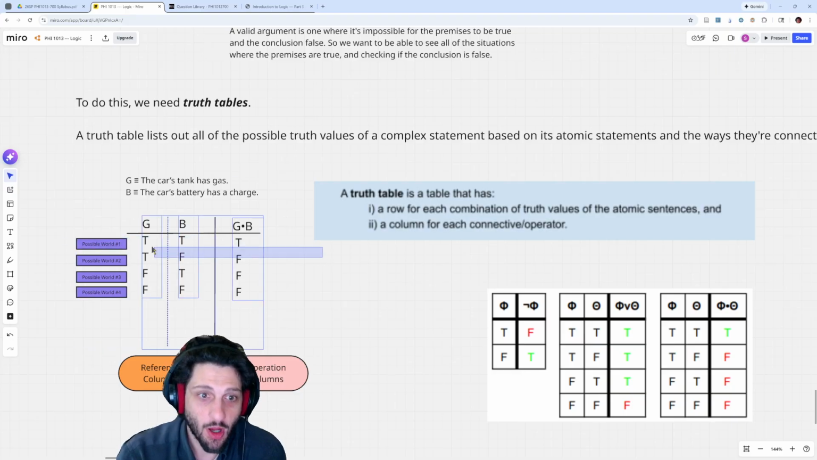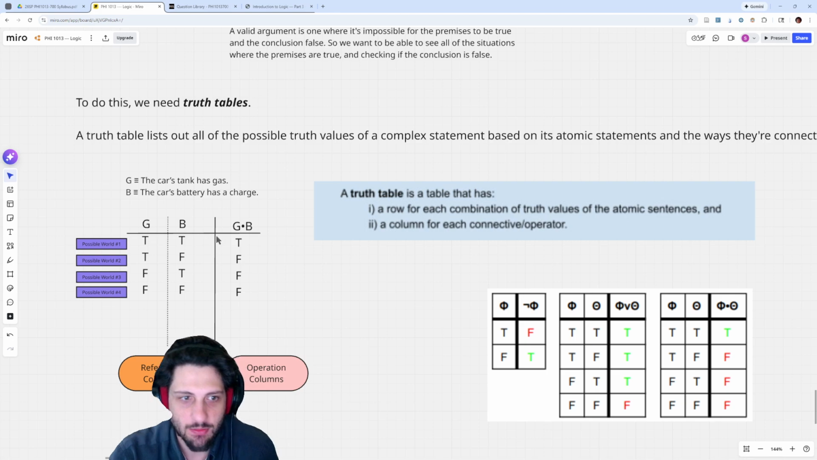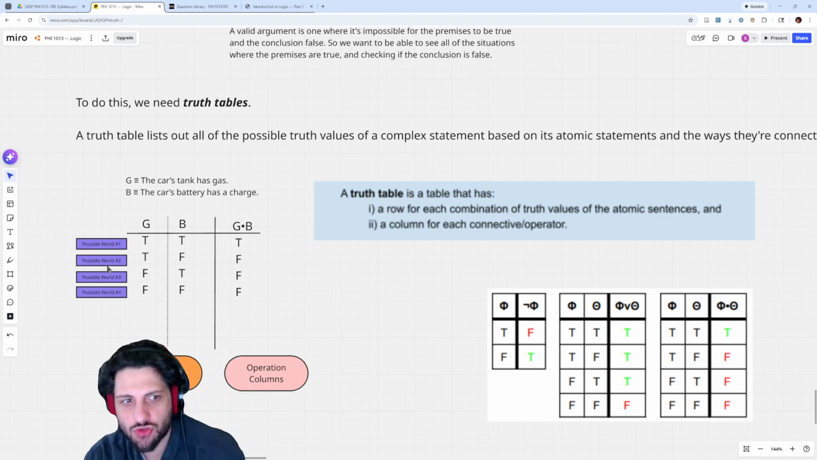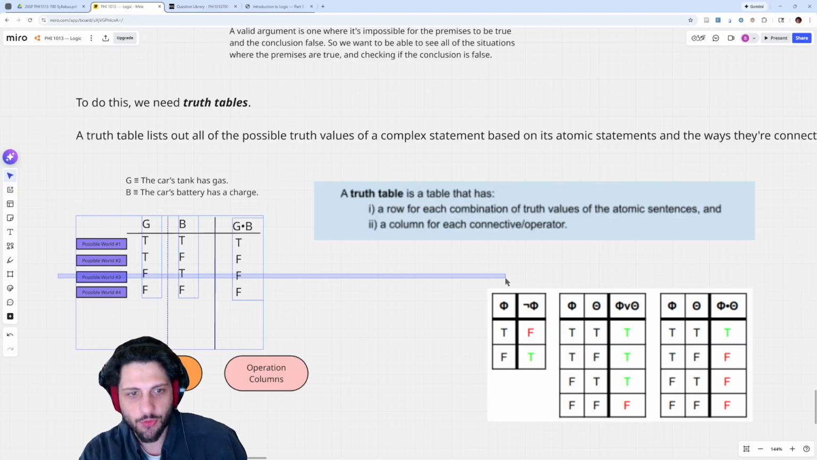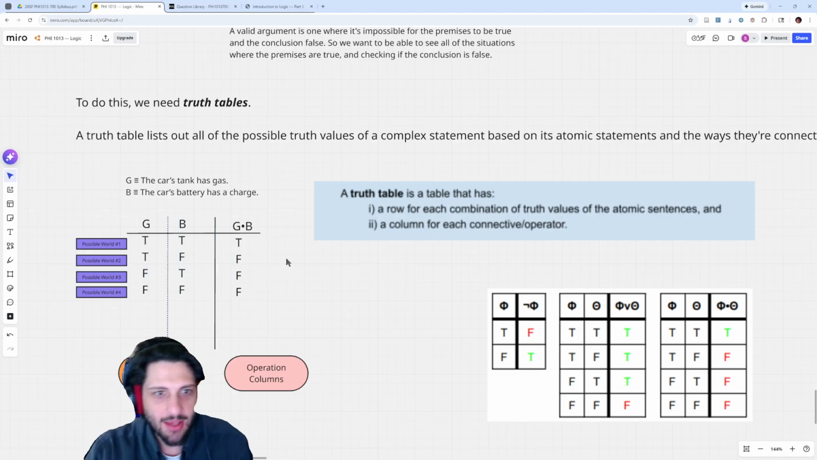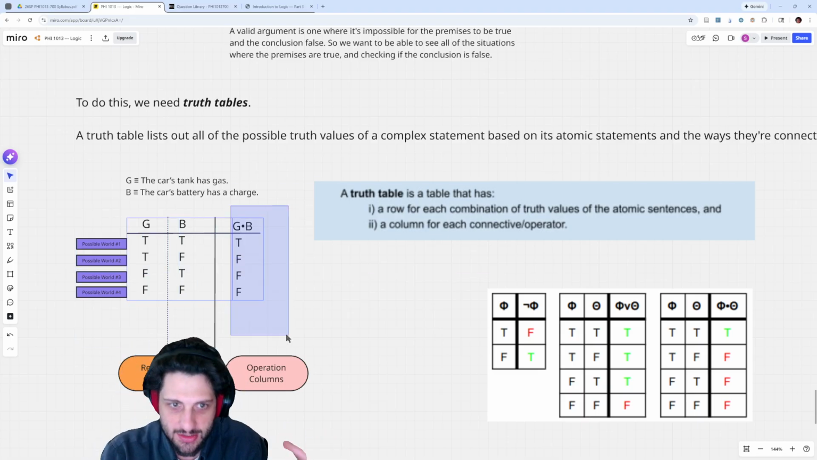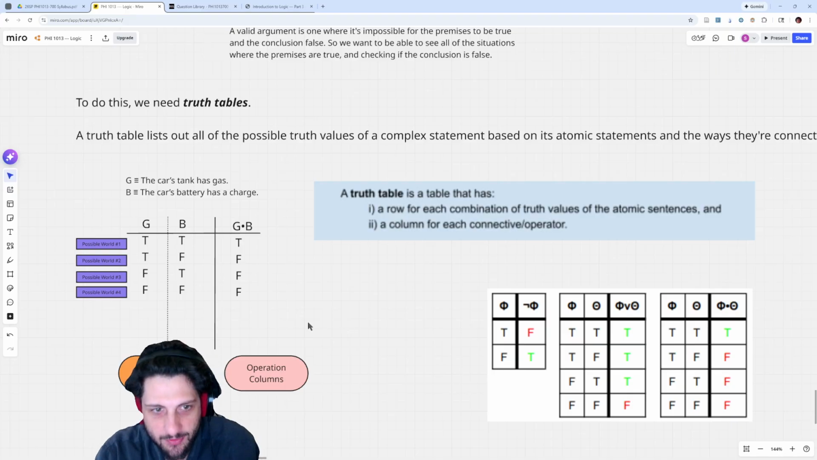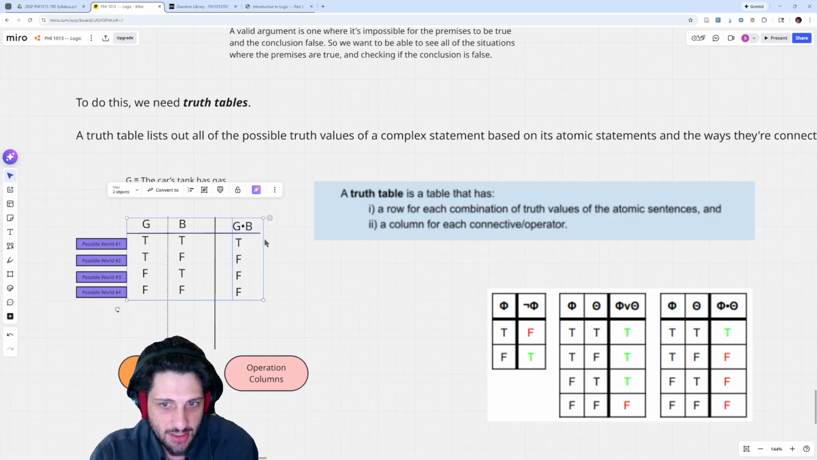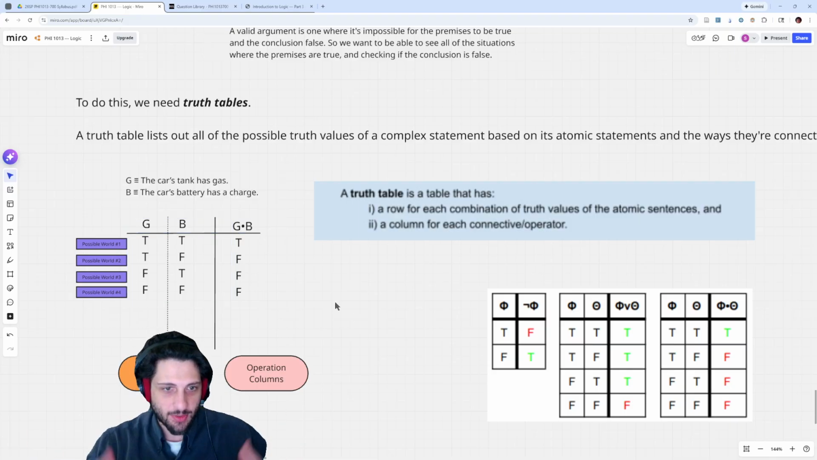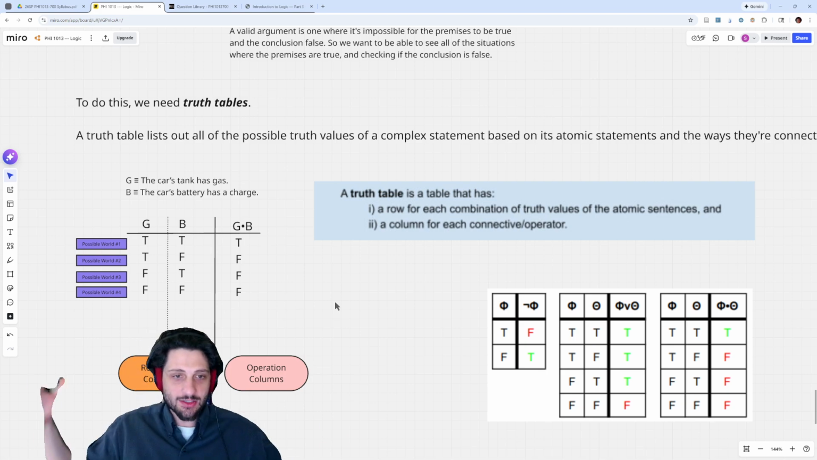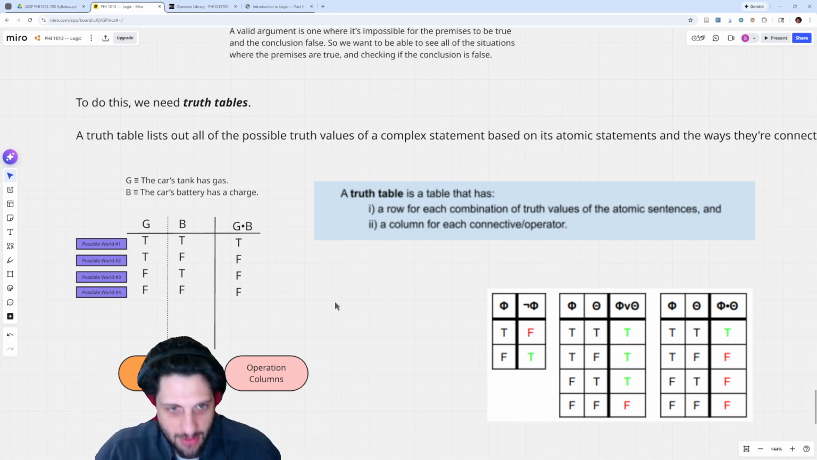So in world one, we're looking at what happens when G and B are both true. If we want to think about what happens when G is false and B is true, then we look to world three. So world three is the row of that particular combination of our atomic statements. And then each of our operation columns picks out the truth value of a particular statement. Here, it's the statement G and B. As we get more complicated statements, they'll pick up the truth values of either the components of those complicated statements, or the last will be the truth value of the statement as a whole.